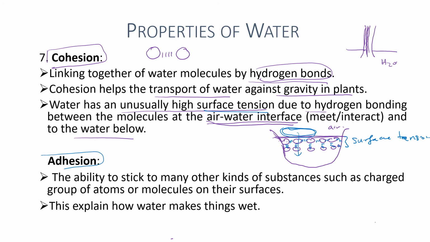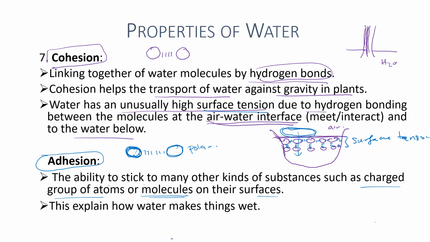And then the next one is adhesion. Adhesion is the attraction between different molecules. In this case, between a water molecule and another molecule that is polar. The attraction between the water molecule and the polar molecule is also through the formation of hydrogen bonds. So adhesion is the ability to stick to many other kinds of substances, such as charged groups of atoms or polar molecules on their surfaces.